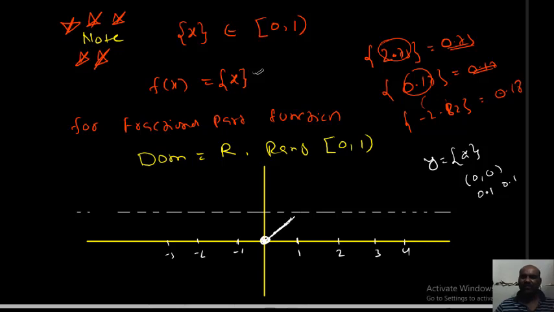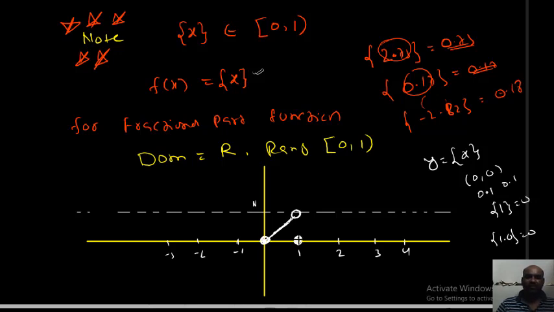If x is 1, what is the fractional part of 1? You can write 1 as 1.0, so it is 0 only. So if x is 1, the fractional part is not 1 but 0. That's why the value is here. But for 0.99999, the output is also 0.99 only. That's why here we get an open circle, and here a thick circle.